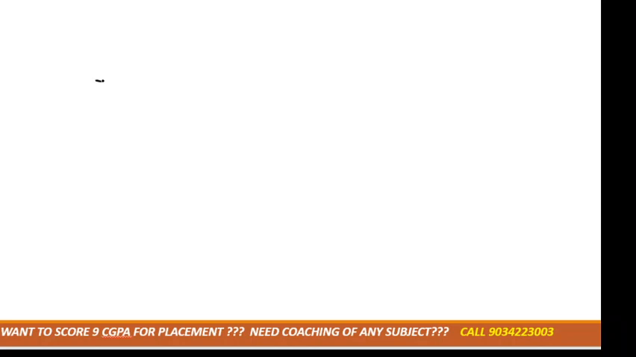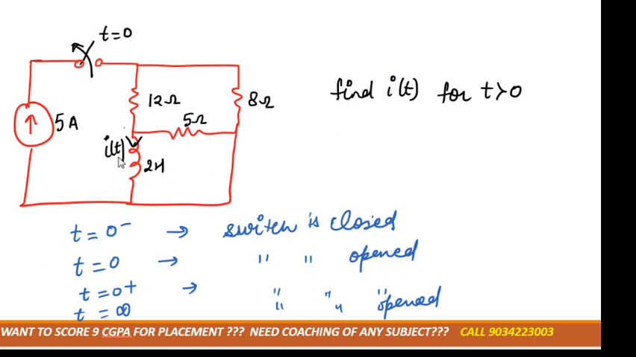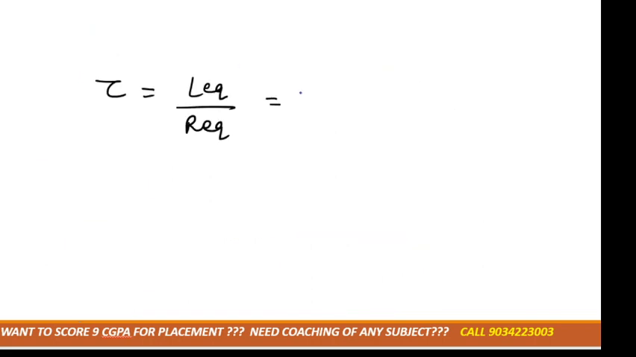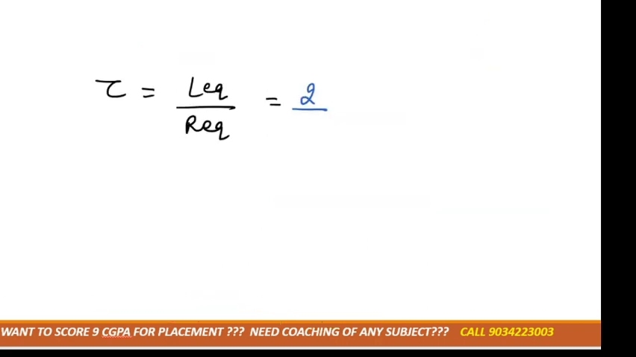But what do we need to calculate? Tau. Tau is L equivalent by R equivalent. L we already know, that is mentioned in the question, 2 Henry, right? 2 divided by R equivalent we calculated, that is 4 ohm. That would be 1 by 2, that is 0.5 second, correct?